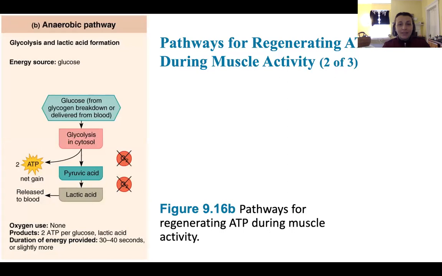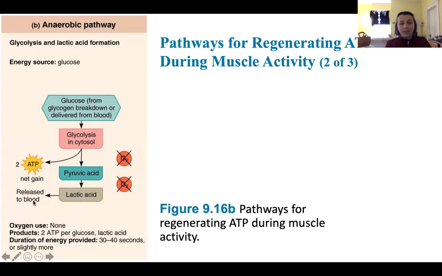All right, so back on to our pathways for regenerating ATP during muscle activity. So this is our anaerobic pathway, right? We get the glucose in the cytosol, that's the location of it happening, and it's going to break down and produce pyruvic acid as well as the ATP net gain generation, right, from our chemical equation. Pyruvic acid becomes a byproduct, becomes lactic acid.